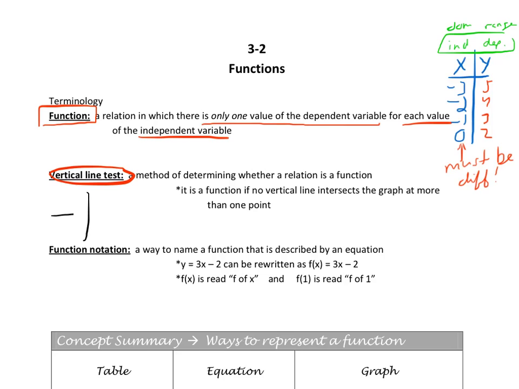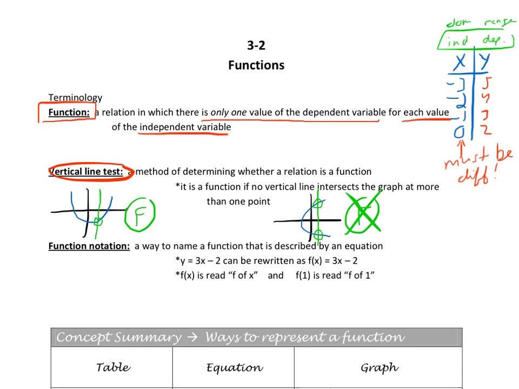So if I gave you a graph and I gave you a parabola, I would draw a vertical line, and if that line intersects the graph in only one place, only one place, then it is a function. However, if I give you a graph of a sideways parabola, like this, and I draw my vertical line, notice I intersected at more than one point, then it is not a function. That's what the vertical line test tells us.